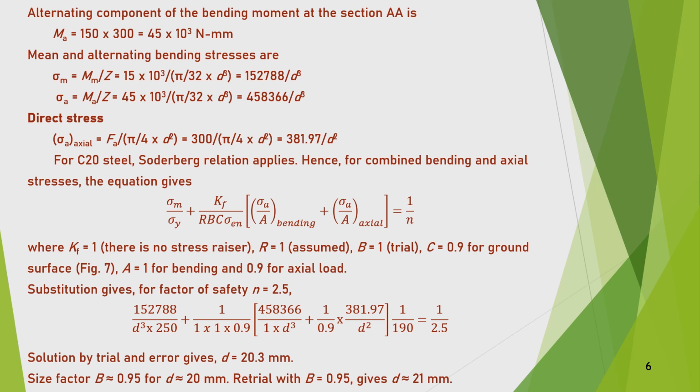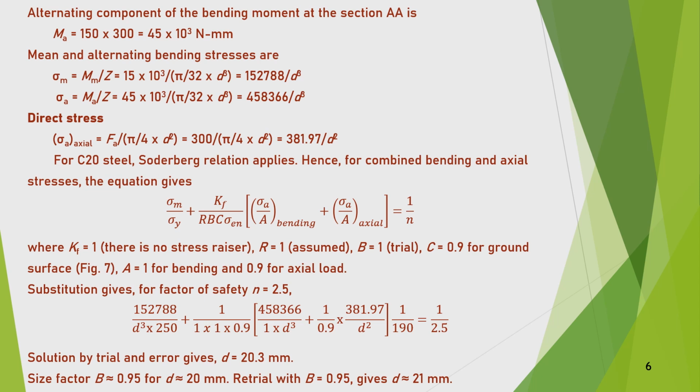Where Kf is equal to 1, there is no stress raiser. R is equal to 1 assumed, B is equal to 1 for trial, and C is equal to 0.9 for ground surface from figure 7. A is equal to 1 for bending and 0.9 for axial load assumed.